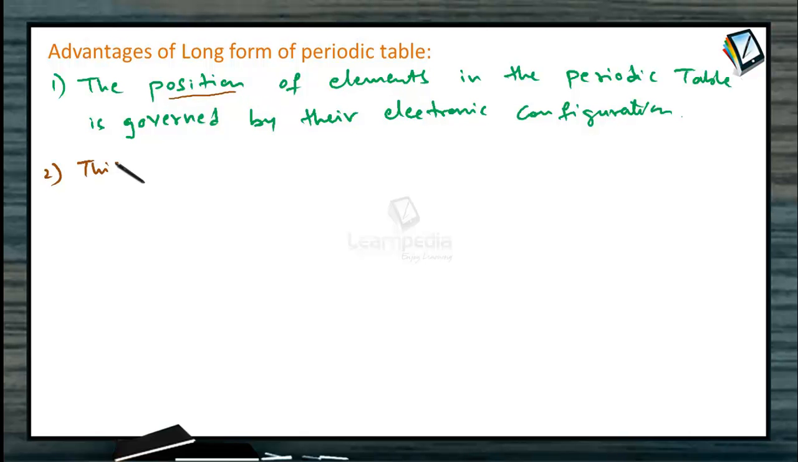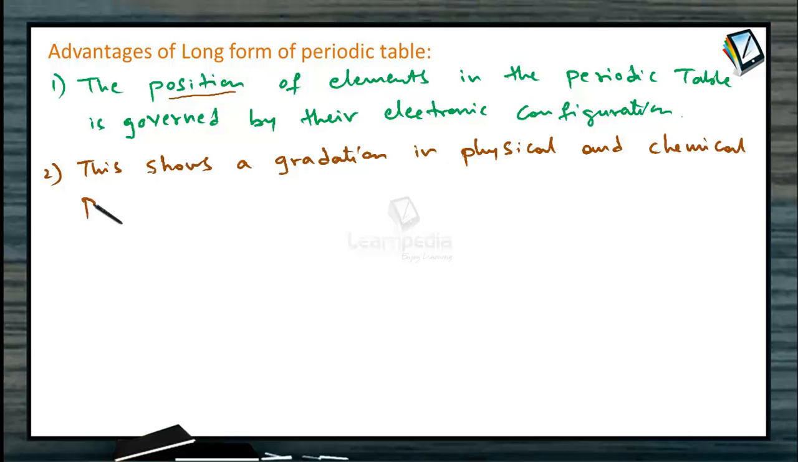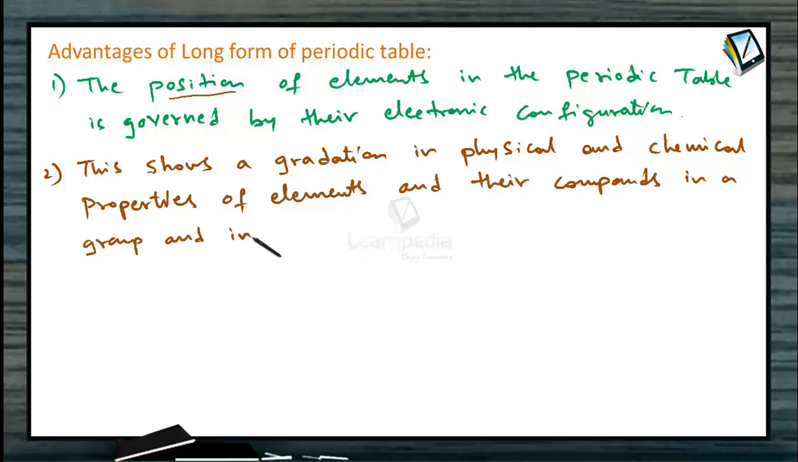Second, this periodic table shows a gradation in physical and chemical properties of elements and their compounds in a group and in a period. As we know, in this modern periodic table, the elements are arranged in the increasing order of atomic number, and those elements which have similar properties are kept in the same group. So there is a very regular variation in the properties of the elements.